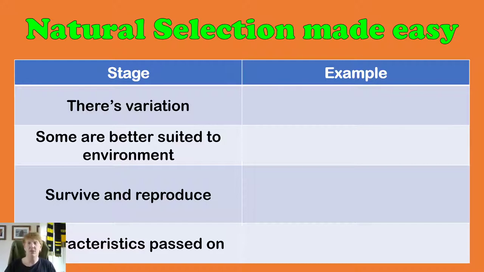All right, so natural selection. Natural selection made easy. Always, if you get a question on natural selection, do these four things. There's variation. Some individuals are better suited to their environment than others. Therefore, the individuals that are better suited are the ones that survive and reproduce. Therefore, the beneficial characteristics get passed on to their offspring, okay? And those are the four steps that you always need to do for natural selection. And you just need to be able to put it in different contexts. So let's have a look.